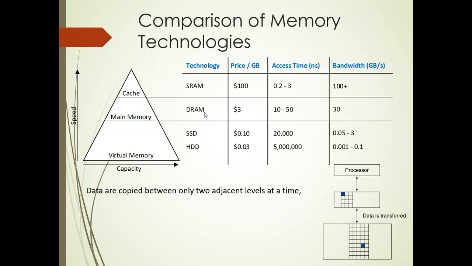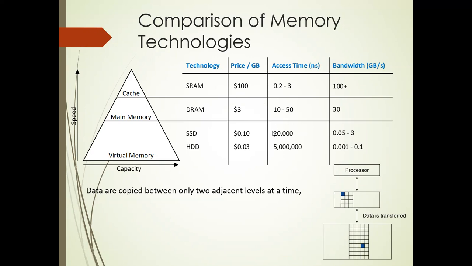So if you have a huge program and huge data, you need to use what we call virtual memory. For virtual memory, there are two technologies: either you can use SSD or HDD, so solid state drive or hard disk drive. Now, the solid state drive is getting very, very popular, and it is made using flash memory technology. The price is about 0.10 US dollars per gigabyte. The access time is 20,000 nanoseconds. You can see that's very, very slow compared with the main memory and also compared with the cache.